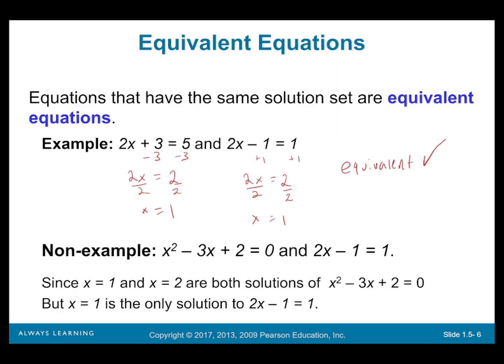Now for a perfect non-example, we look at x squared minus 3x plus 2 equals 0, and 2x minus 1 equals 1. Well, maybe just take my word for it, but both x equals 1 and x equals 2 are solutions to this quadratic equal to 0. But x equals 1 is the only solution to this linear equation, 2x minus 1 equals 1. Therefore, they are not equivalent equations because x equals 2 is not in the second solution set. So they have to be totally the same.